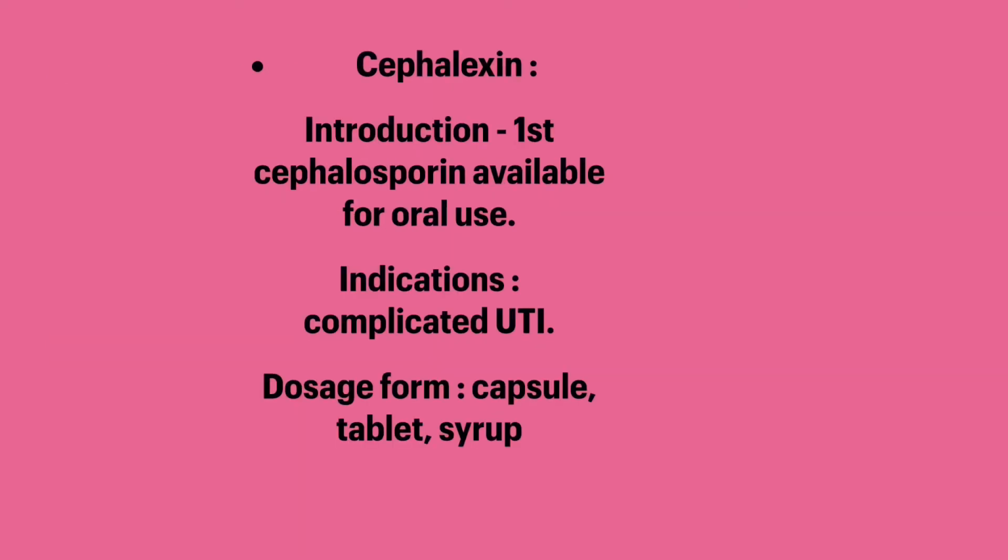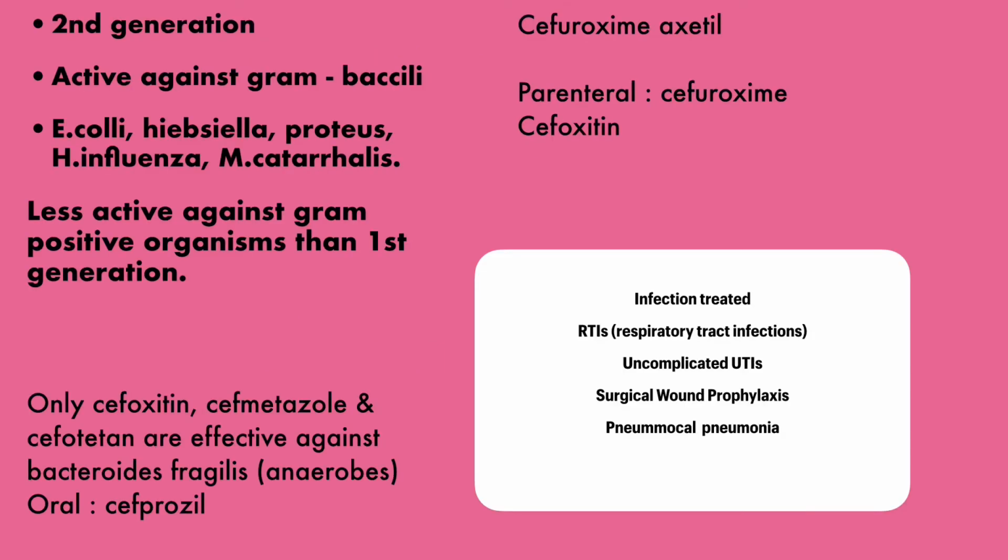So cephalexin, a first generation drug, is the first cephalosporin available for oral use. Indication is complicated UTI. Dosage form is capsule, tablet or syrup.